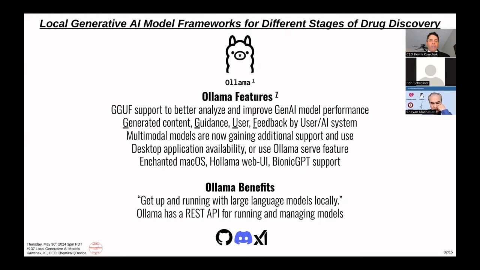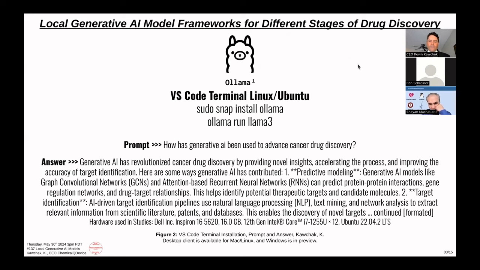a while. So obviously the big benefits here, get up and running with large language models locally. Olama also has a REST API for running and managing models. So this is what I did: after I fixed a bunch of things on my end with my terminal and VS Code and Ubuntu, sudo snap install Olama run Llama 3. So if you don't know, Llama 3 came out over a month ago, and it's kind of like the cutting edge performance, especially for open source.